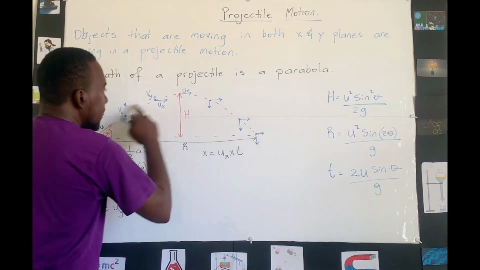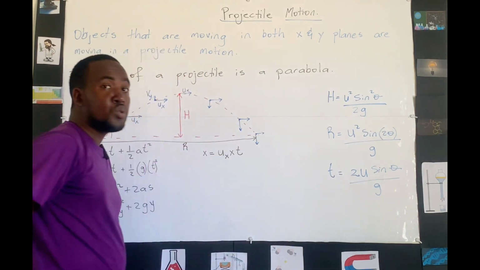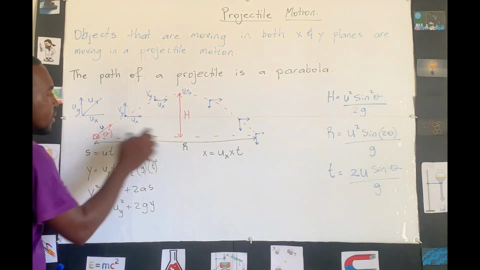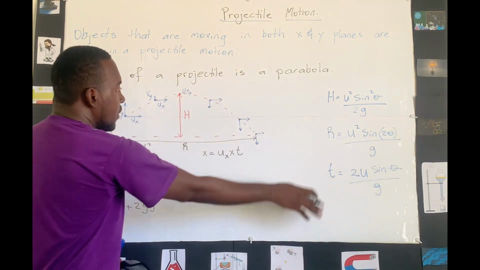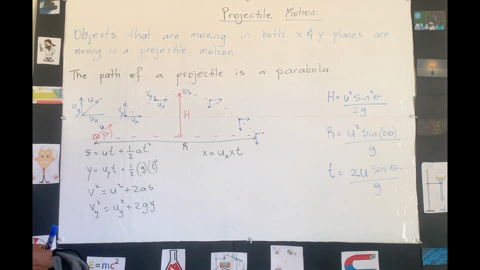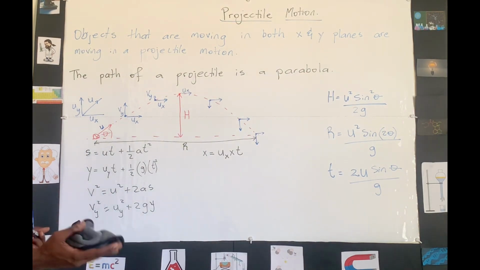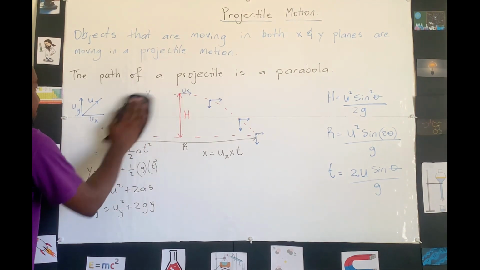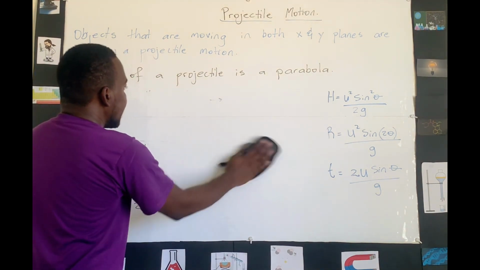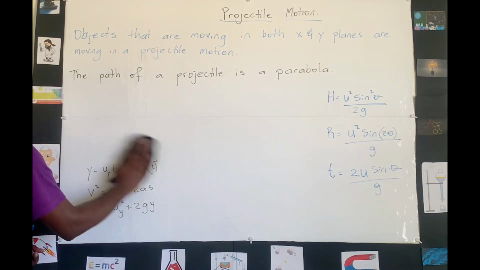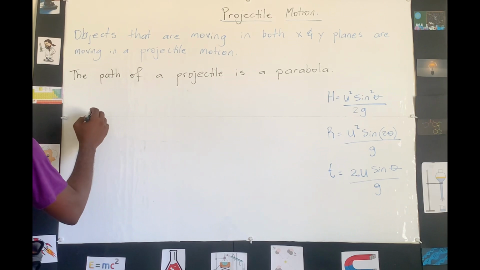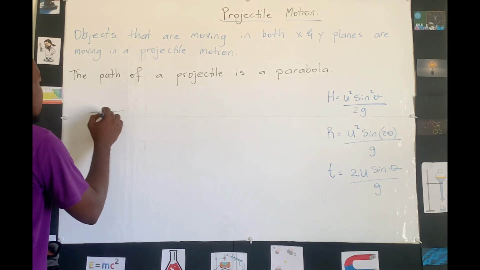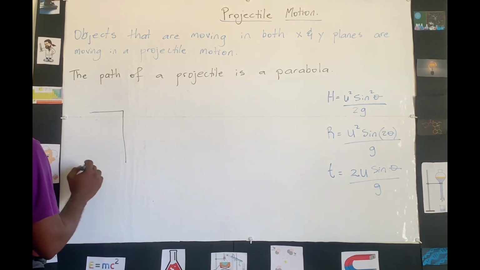But it's for a full projectile, then you put the 2 to represent this half plus this half. So this is one type of projectile, but this is not all the types of projectile motion that we can look at. Let's look at another type.